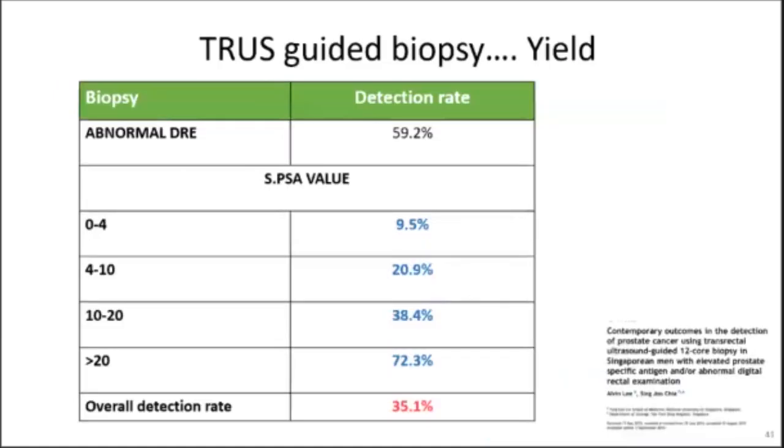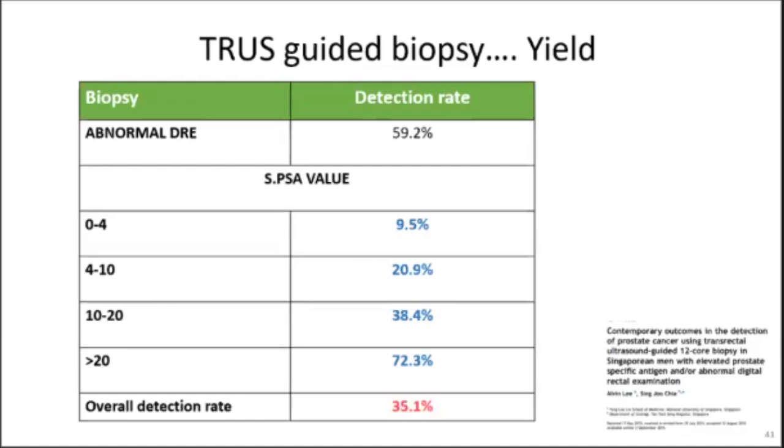So the yield of TRUS-guided biopsy. This is a study regarding the detection rates of TRUS-guided biopsy conducted in a Southeast Asian population, which retrospectively examined 804 men who underwent transrectal ultrasound-guided 12-core prostatic biopsy from a period of January 2012 to April 2014. Prostate biopsies were performed on men presenting to a tertiary institution when their serum PSA levels were more than 4 nanogram per ml and/or when they had suspicious findings on digital rectal examination.